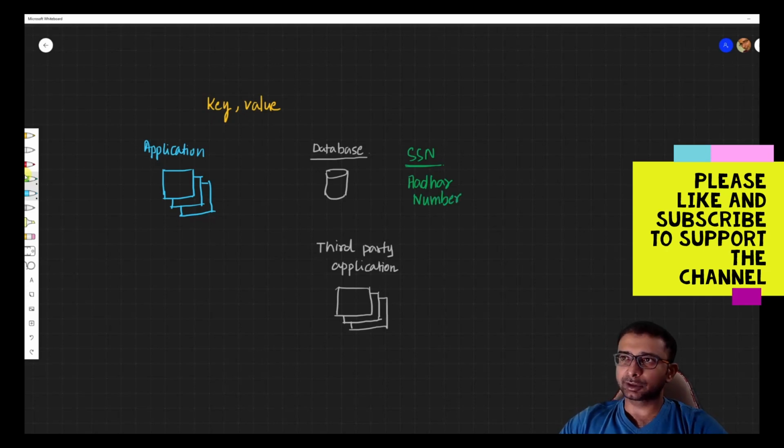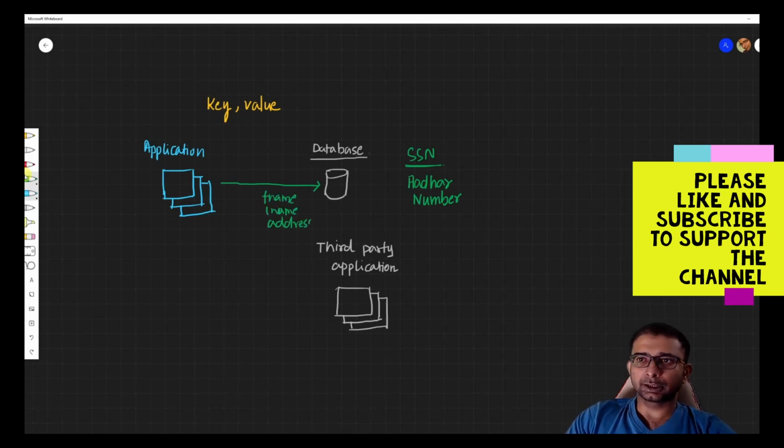So every time you give me your SSN number or your Aadhaar number or any number over here, I go to the database to query using the Aadhaar number or the SSN number, and I get your first name, last name, and your address, for example, for the need of our application.